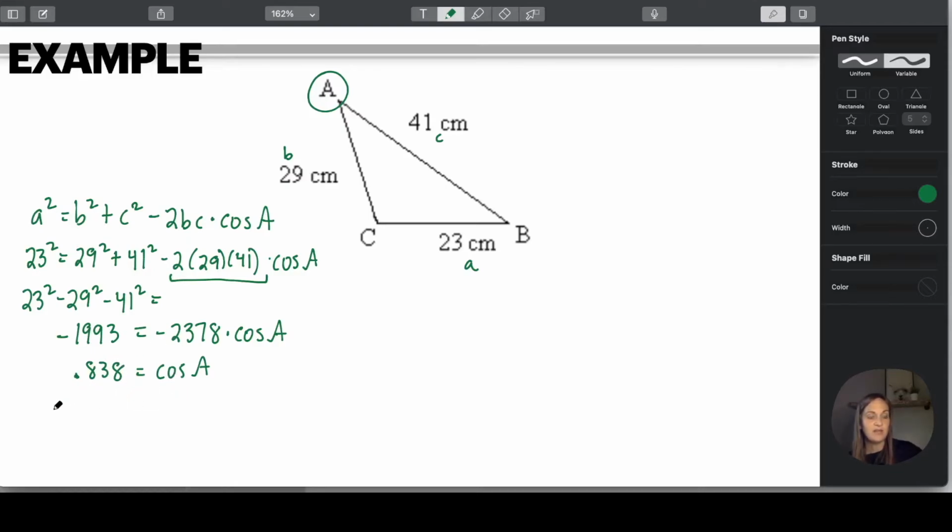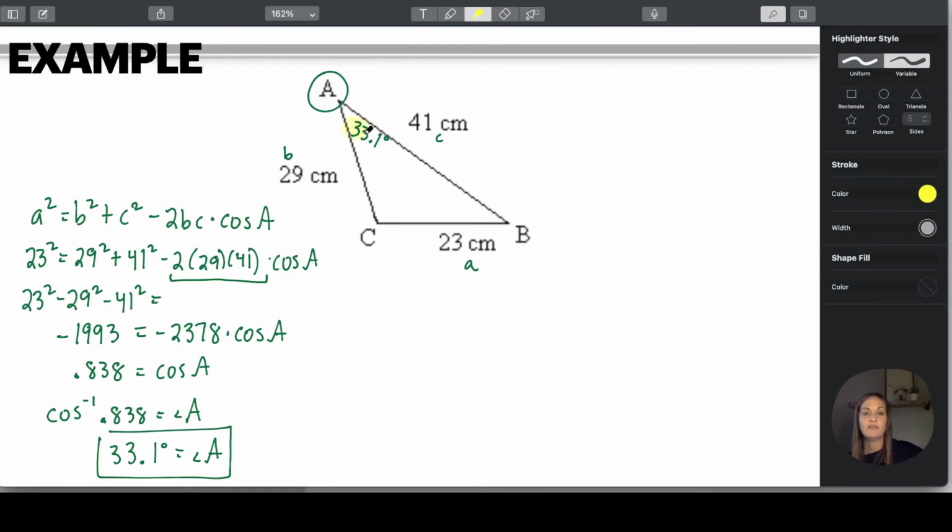If that is cosine of A, therefore you will do the inverse in order to find angle A. So second cosine will give us 33.1 degrees. Now that I know angle A is 33.1 degrees, we now have an angle and its opposite side, and now we can find the other angles.